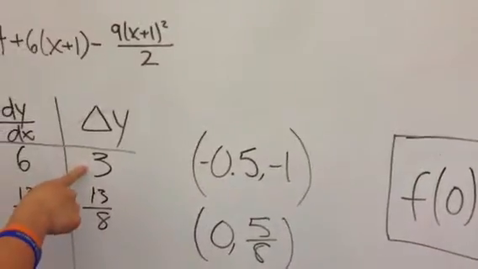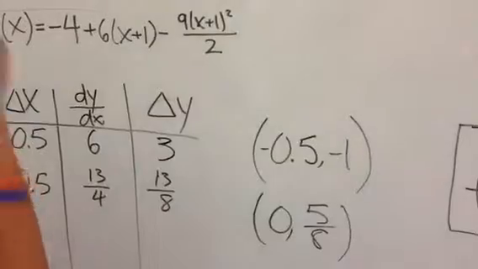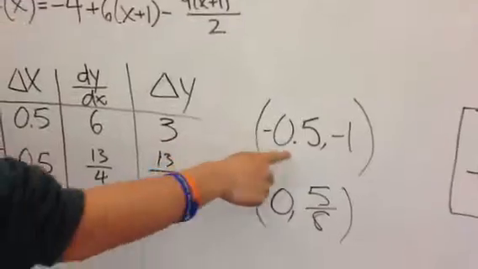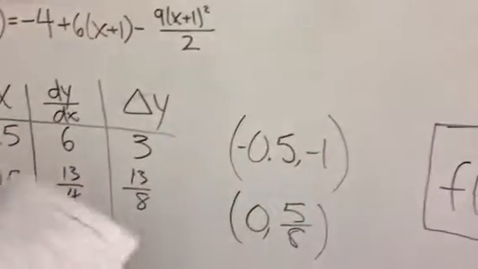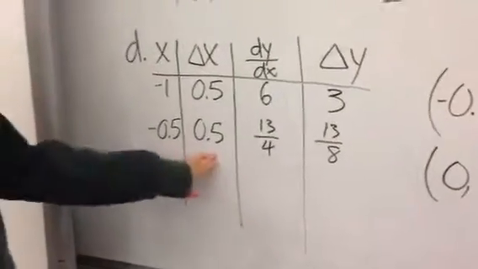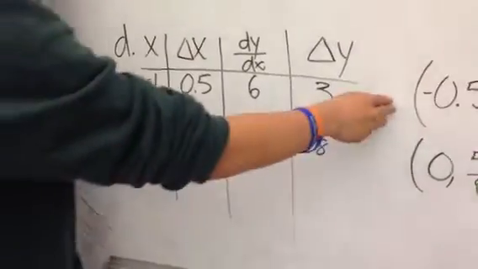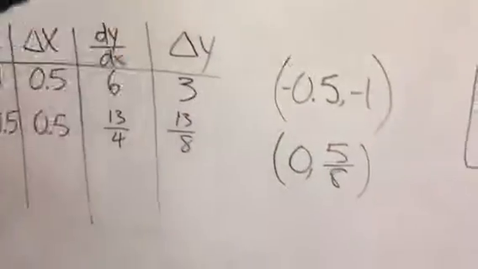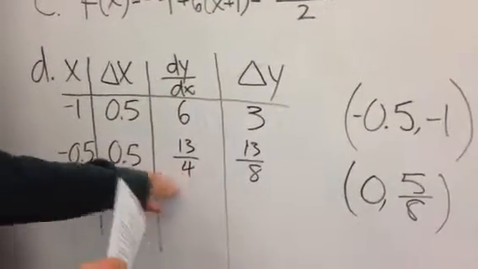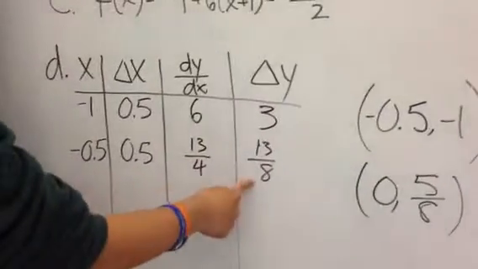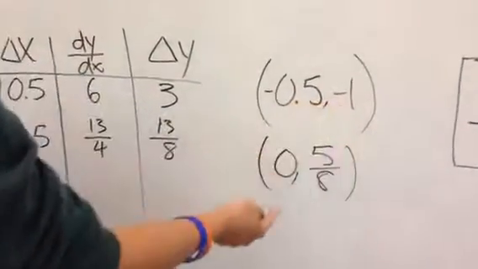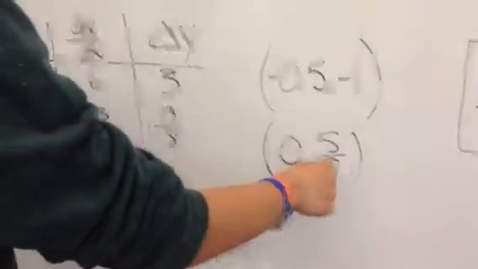So then you do -4 plus 3, because that's the change, and the new point at -0.5 is (-0.5, -1). Then you do it one more time, with x at -0.5 and the change in x 0.5 again. If you plug -0.5 and -1 into the dy/dx equation, you get that the slope at that point is 13 over 4. You multiply that by 1/2 again, you get 13 over 8. That's the change in y, so you add that to -1, and at 0 you get 5/8.